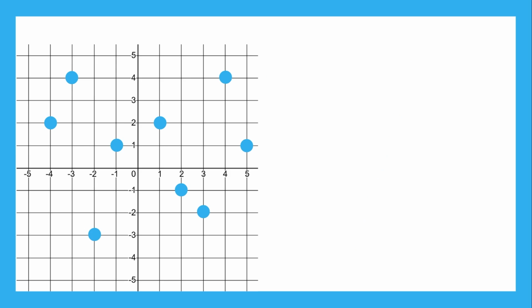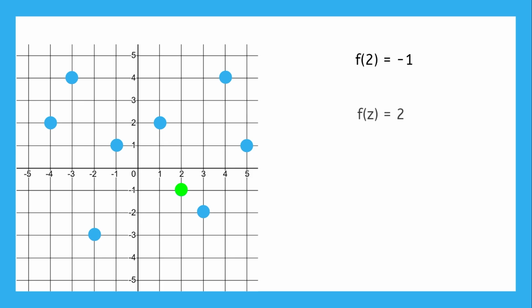We can also discover inputs for given outputs using discrete functions. So what gives an output of -1? Here's a point with an output of -1, so the correct input is 2.